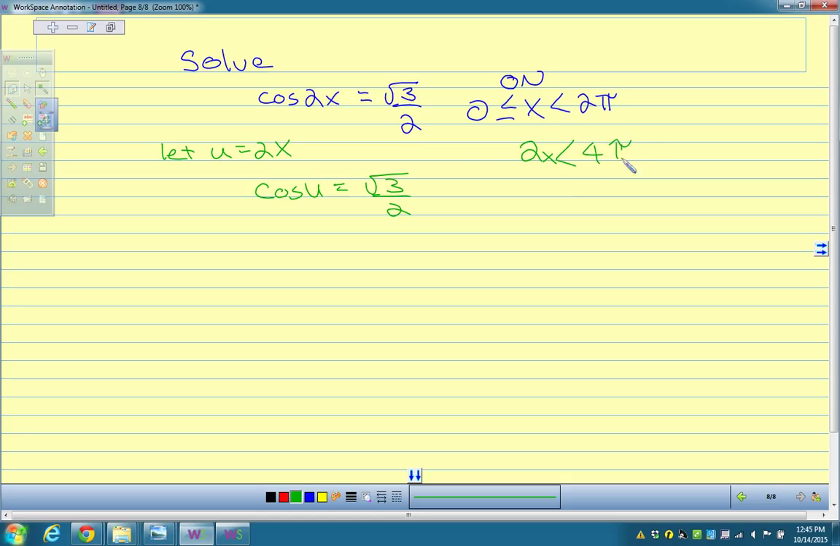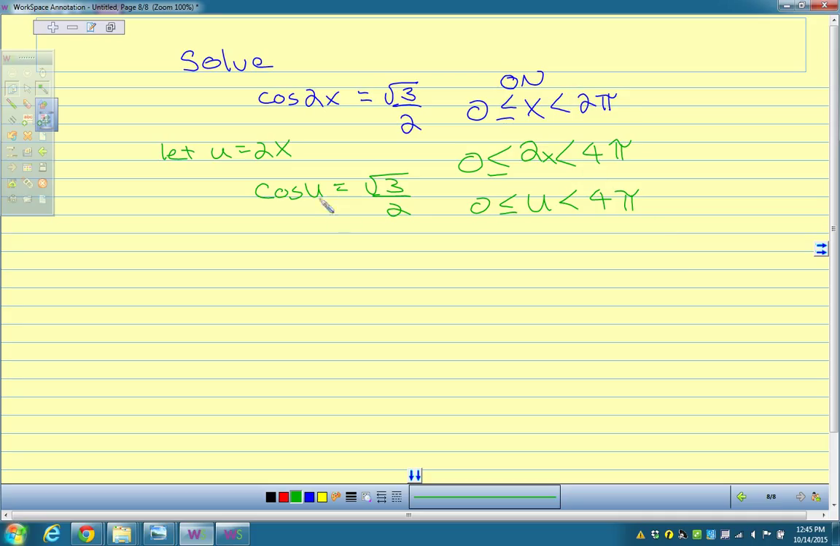So what you do is you look for answers, okay? This is the same as u, right? So you look for answers to u between 0 and 4 pi. So when you're doing something like this and you use what's called u substitution, you have to double the width of your interval. Okay, I'll show you how this works.